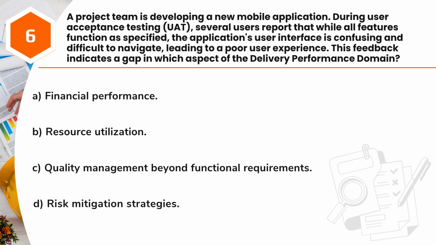Question 6. A project team is developing a new mobile application. During user acceptance testing, UAT, several users report that while all features function as specified, the application's user interface is confusing and difficult to navigate, leading to a poor user experience. This feedback indicates a gap in which aspect of the delivery performance domain? A. Financial performance. B. Resource utilization. C. Quality management beyond functional requirements. D. Risk mitigation strategies.